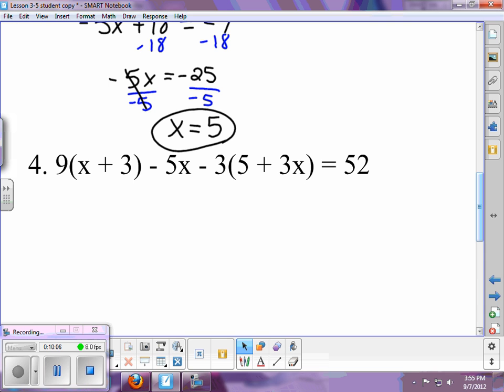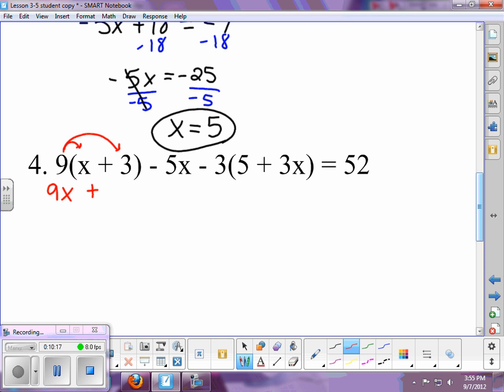And number 4. Our first step on number 4 is to distribute to get rid of any parentheses. That starts off as 9x plus 27. Recopy. Minus 5x. Whoa, wait a second. Next I come to parentheses. I need to distribute to get rid of those parentheses. But what should I distribute? Be very, very careful. Because you should distribute not just a 3, but the sign in front of it also. So really, I'm distributing a negative 3.